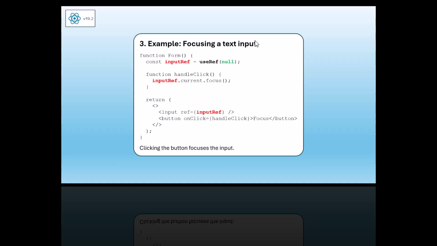3. Example: focusing a text input. In a common use case, you might present an input field and a button. When the user clicks the button, the code behind the scenes references the input's node and triggers focus on it. This gives the user a smoother interactive experience. You declare the ref, assign it to the input element, and then use the reference inside the handler to call the focus method on the node.